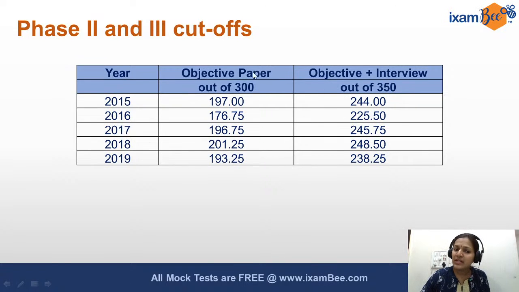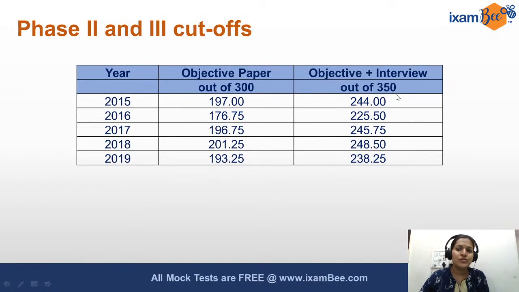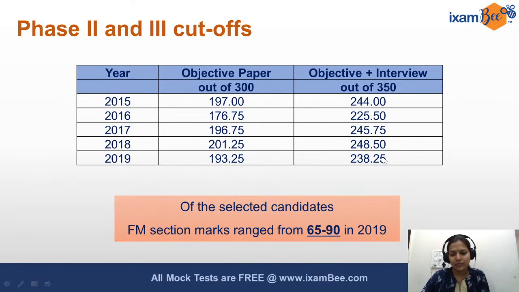These marks are not revealed after Phase 2. Based on your results in Phase 2, you are called for the interview. The cutoffs are released after the interview stage, which Phase 3 denotes, an interview of 50 marks. The written paper is 300 marks, 100 each, and then the interview is 50 marks. Including the interview, the cutoffs have been approximately 240, barring 2016 where the cutoff was much lesser.